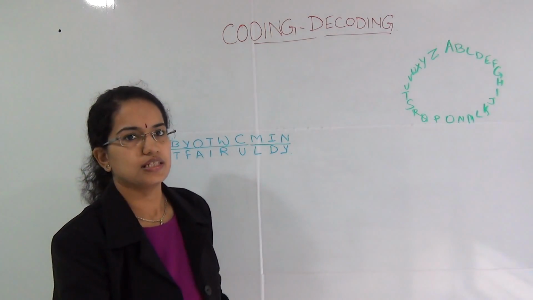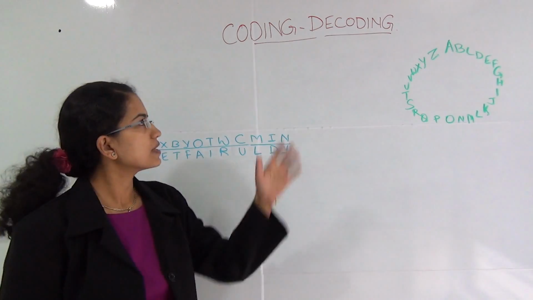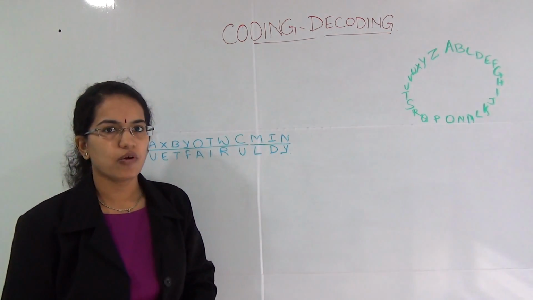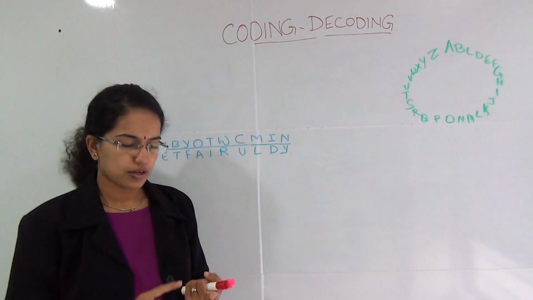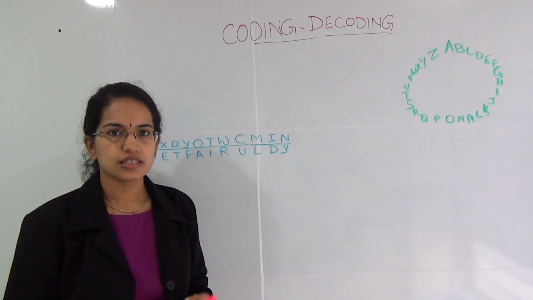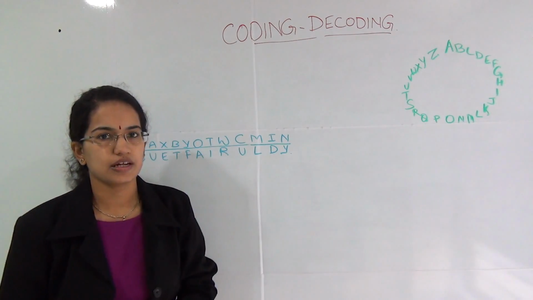Welcome to today's class. Today we will be talking about the concept of coding and decoding. In the previous class on alphabet series, we have already talked about how to work out alphabets. We have talked about alphabets and number series and a mix of alphabet and number series. So what does coding and decoding basically mean?